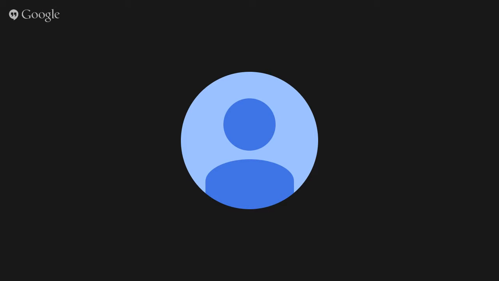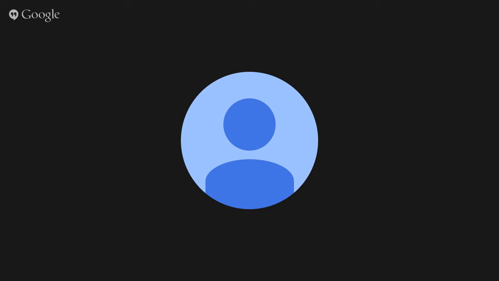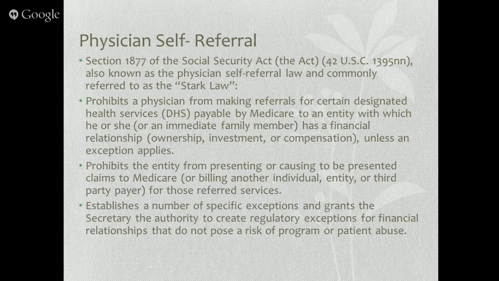Okay, so the physician self-referral law, which is the Stark Law, can be found in Section 1877 of the Social Security Act. It prohibits physicians from referring patients to receive designated health services payable by Medicare and Medicaid from entities with which the physician or an immediate family member has a financial relationship, unless an exception applies. Financial relationships include both ownership and investment interests and compensation arrangements. It also prohibits the entity from presenting or causing to be presented claims to Medicare for those referred services, and it establishes some exceptions and grants the Secretary the authority to create regulatory exceptions for financial relationships that don't pose a risk of program or patient abuse. Also, this law is a strict liability statute, which means that no proof of specific intent to violate the law is required. Next slide.